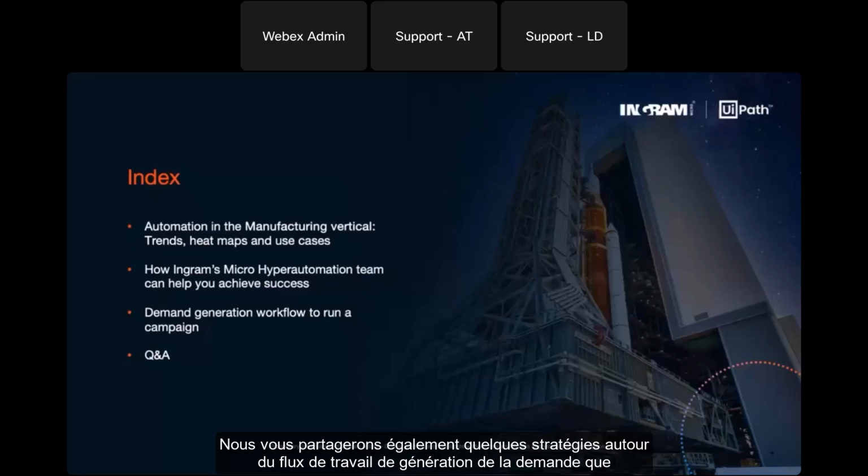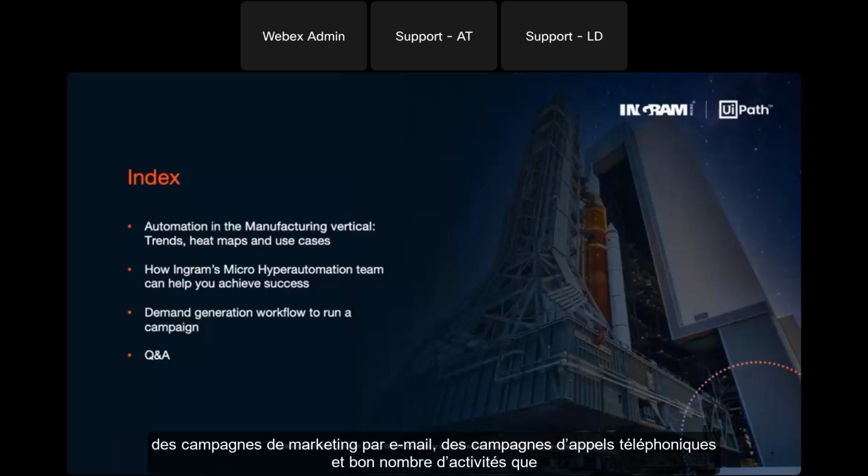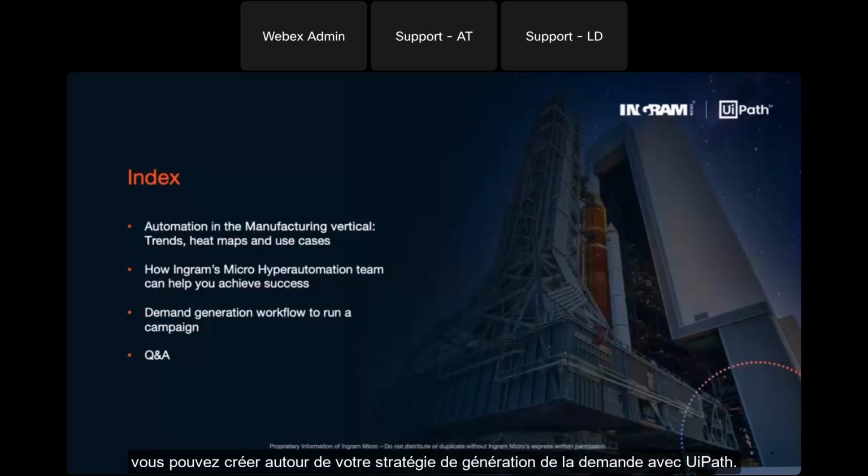And we're also going to share with you some strategies around the demand generation workflow that you could run in order to build your campaign, your demand generation strategy with your customers, working with online events, email marketing campaigns, call campaigns, a number of activities that you can build around your demand generation strategy with UiPath.